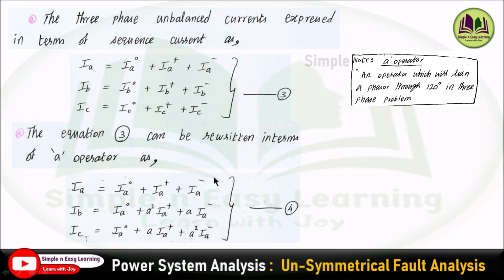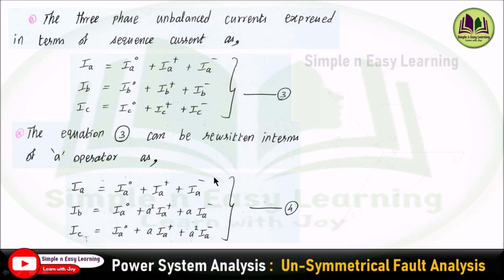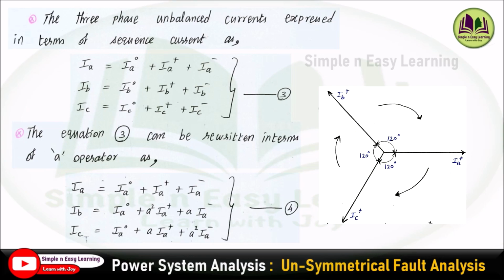A is an operator to represent the 120-degree phase displacement between the phase currents. So the phase currents are IA, IB and IC, and these three phase currents are displaced by 120 degrees. To represent this 120 degree phase displacement, we are using an operator called the A operator.